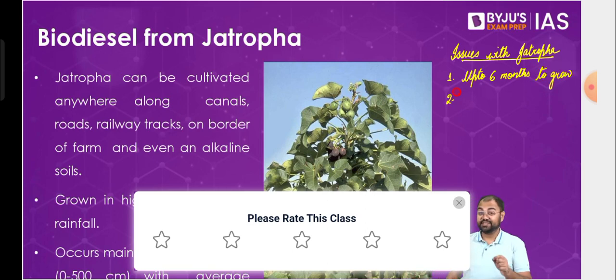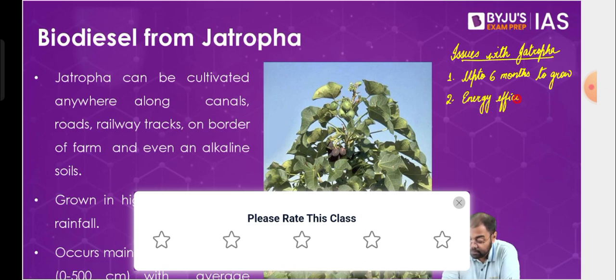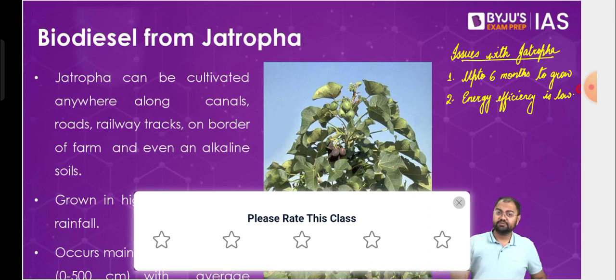Second, energy efficiency is very low. The energy conversion rate is very low, almost 20, maximum 25%. Normally the crops that we are using can have a conversion rate of up to, let's say, 40%, meaning that if you have 100 kg of these crops, almost 40 to 45 kg of biofuel will be produced. In case of Jatropha, it's just about 20%.